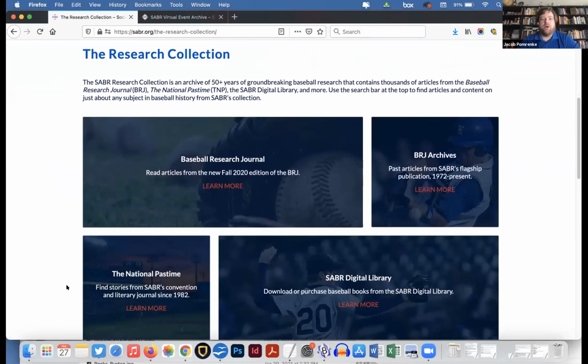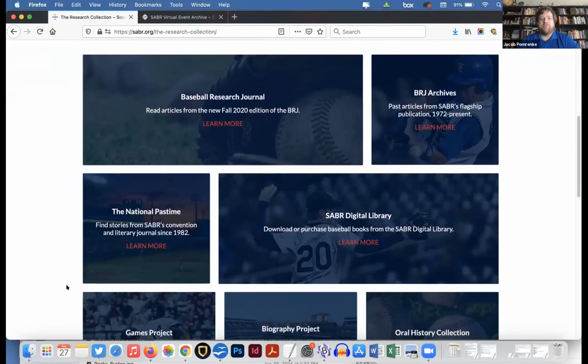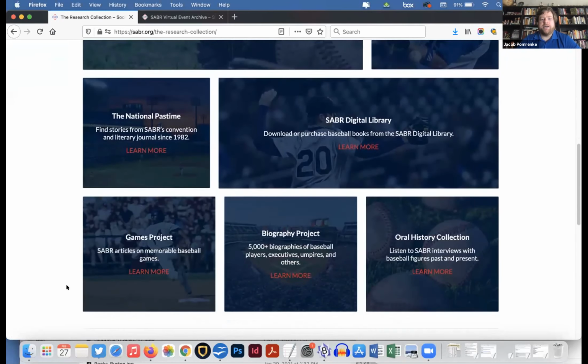This is where we're putting all the cool baseball stories, from the Baseball Research Journal to the National Pastime, to the Bio Project, the Games Project, pretty much everything. All the baseball research that Sabre has done, we're putting inside the research collection, so you can find it all in one place.